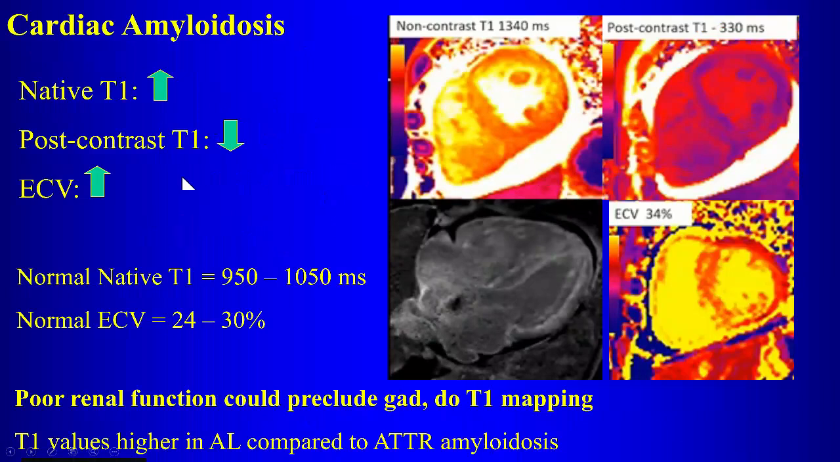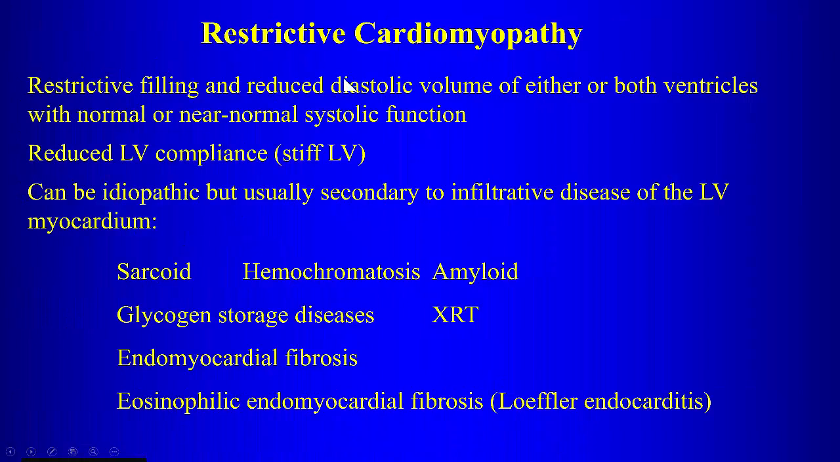So you can see here that the native T1 is very high. Here it's measured there. That's what the normal T1 should be. And post-contrast T1, because of the enhancement, goes way down, but the ECV might be in the normal range. So these kinds of infiltrative processes can result in restrictive cardiomyopathy.